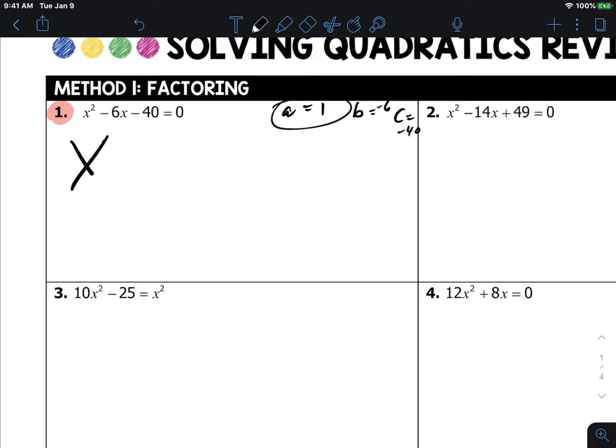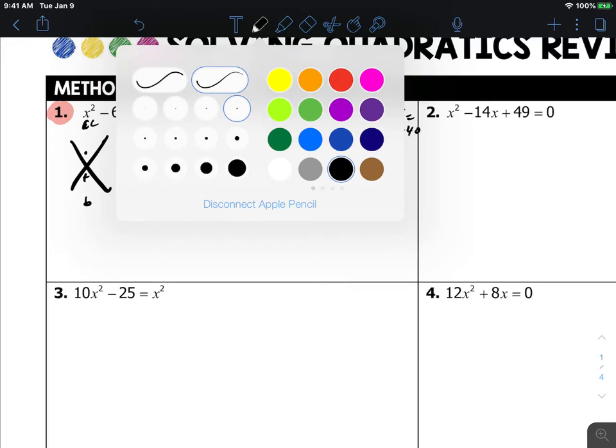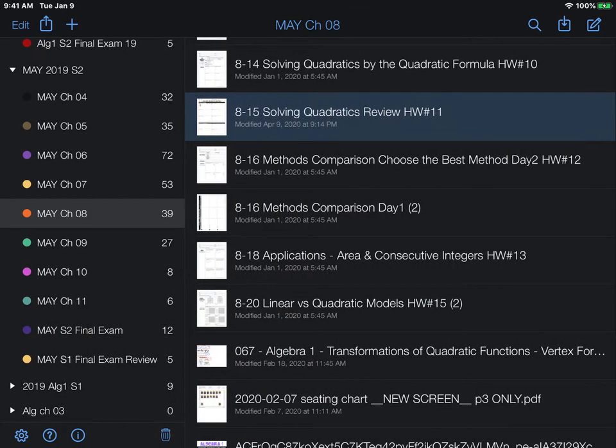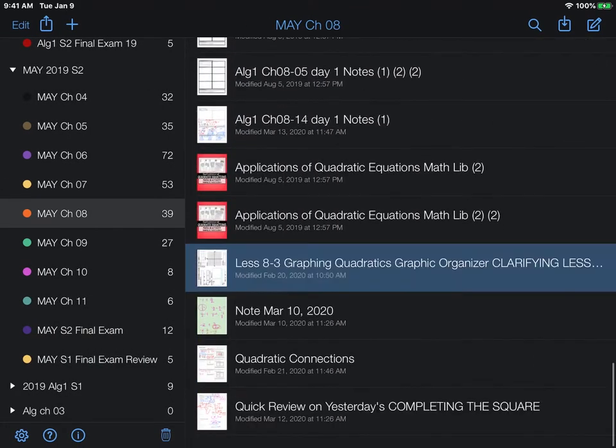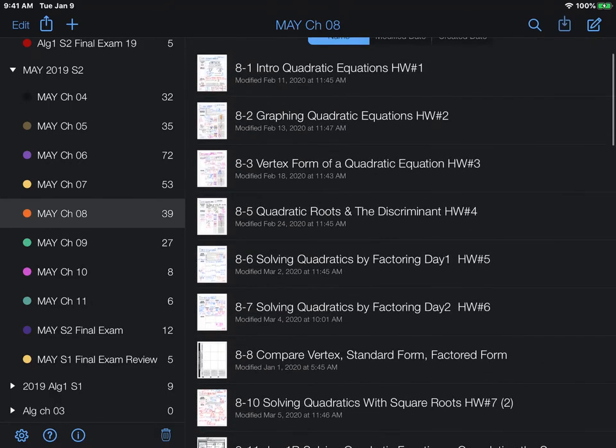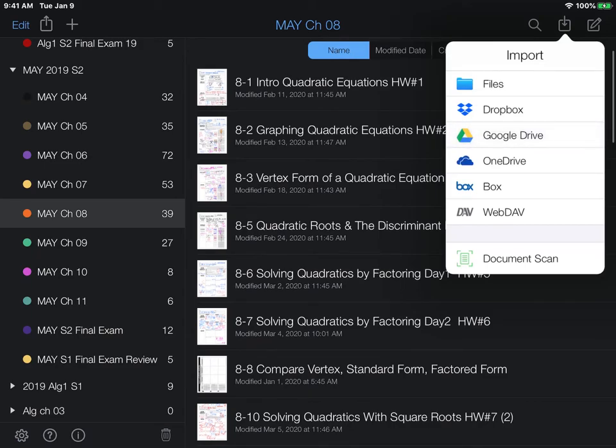Okay, so we're going to do the diamond. Remember, A times C on the top, and the sum on the bottom, put the B in the bottom. So we're going to plug in at the top 1 times -40, and the B is going to be -6. And this is, again, where we would use our factor chart. Right, so we would go into our factor list. Where's our factor list? Let me pull up a factor list.